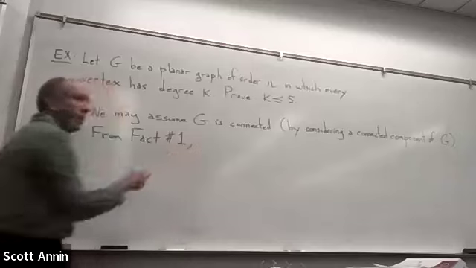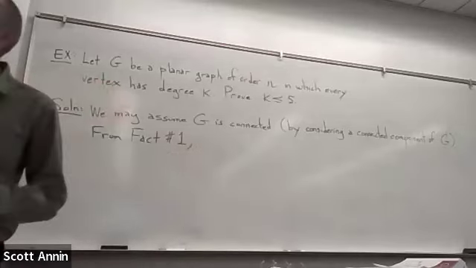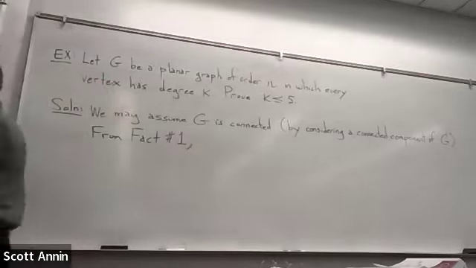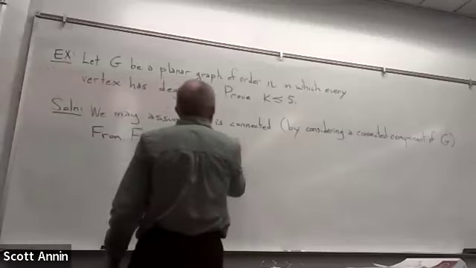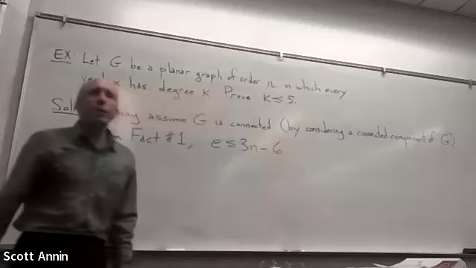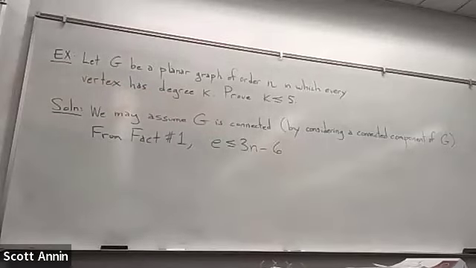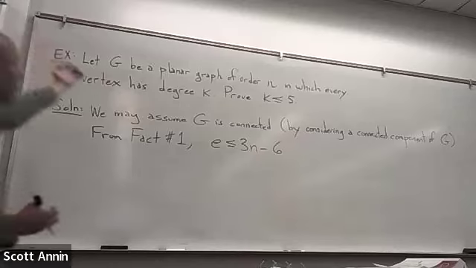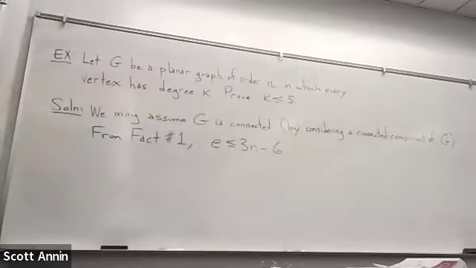I'm trying to approach this like, how would I do this problem? I think about this fact, and I know that the number of edges is less than or equal to 3n minus 6. Is there some way to associate edges with degrees of vertices? Because this question is assuming something about the degrees of the vertices. Oh, we have the handshaking theorem. That handshaking theorem is really helpful.